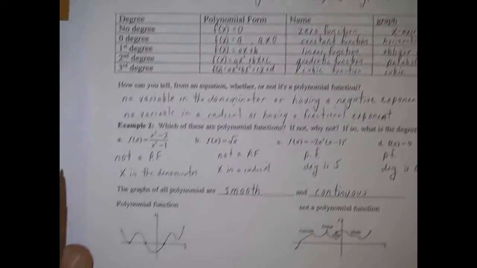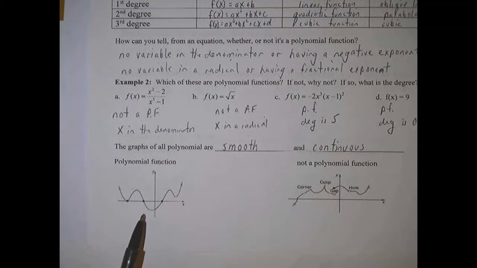Here's a little visual of what I mean by smooth and continuous. This is a polynomial function. It goes on forever. There are arrows on both sides. There are no holes, no gaps, no asymptotes. This would not be a polynomial function because it has a break in it. And you'll see a lot of rational functions that are also not polynomial functions.